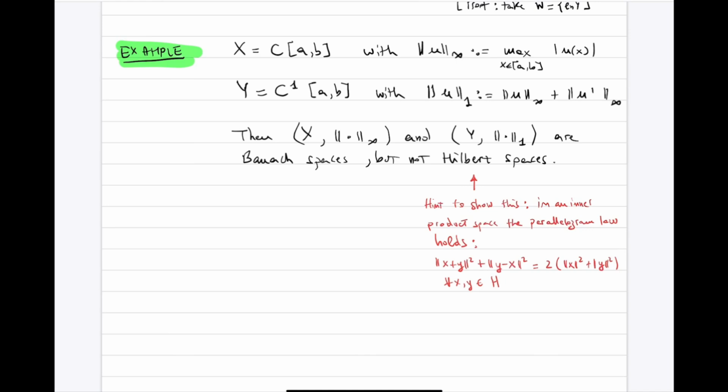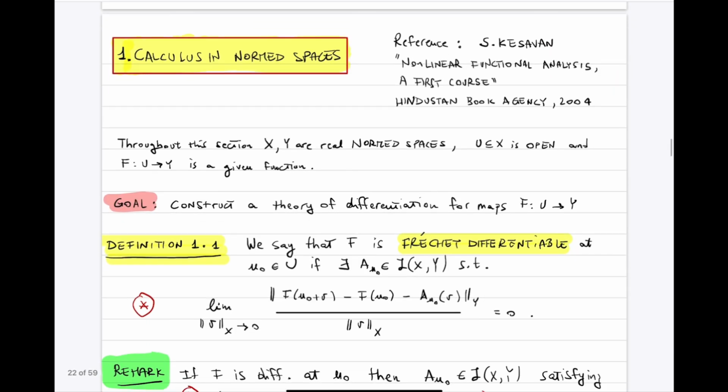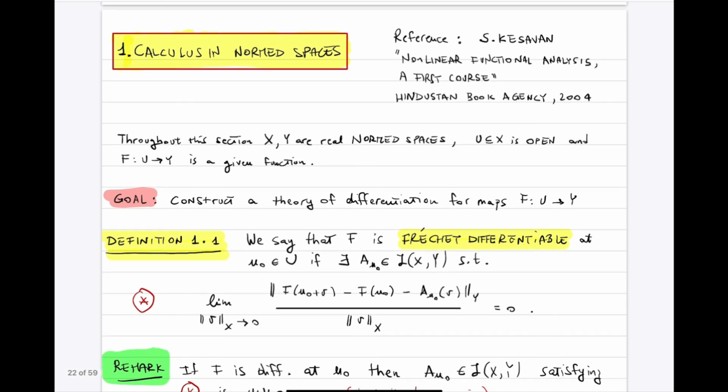Okay, so this concludes the revision of functional analysis, and we move on with the next part of the course. In this next section we are going to talk about calculus in normed spaces, and the reference book is the book by Kesavan called Nonlinear Functional Analysis, a First Course. I don't know if it's available in the library, but anyway you probably won't need it, since I will basically be covering everything. All the topics that we need will be covered in this lecture.